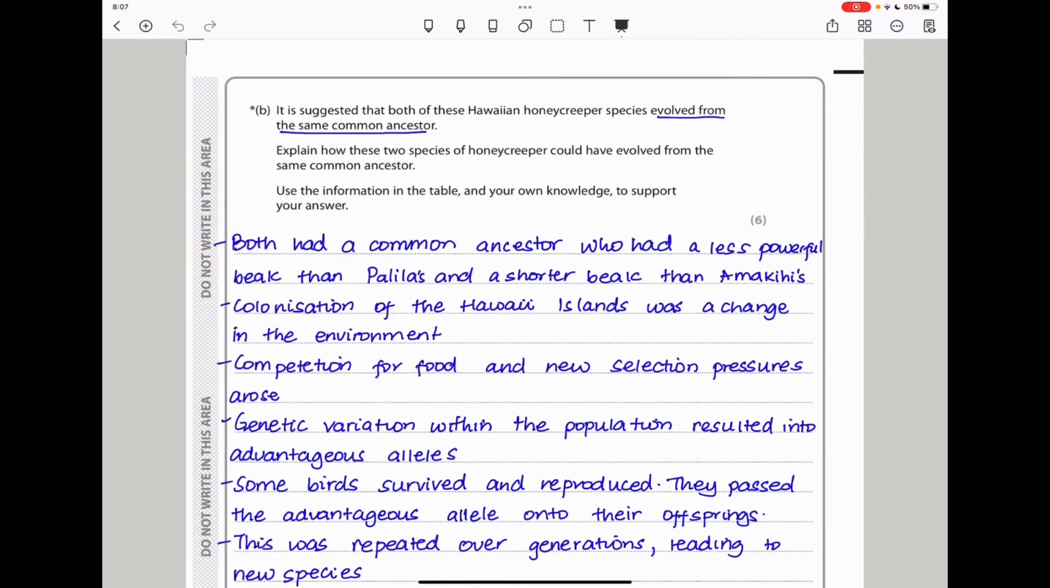Let's move on. Here they say, it is suggested that both of these Hawaiian honeycreeper species evolved from the same common ancestor. Then they ask you to explain how these two species of honeycreeper could have evolved from the same common ancestor. They want you to use the information in the table and your own knowledge to support your answer. So here I said, both had a common ancestor who had a less powerful beak than Palilas and a shorter beak than Amakihis. If you look at the images, you can see one of them has a sharp beak.